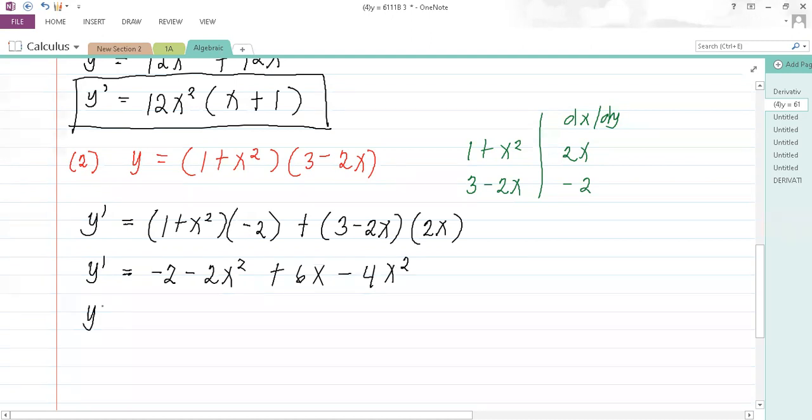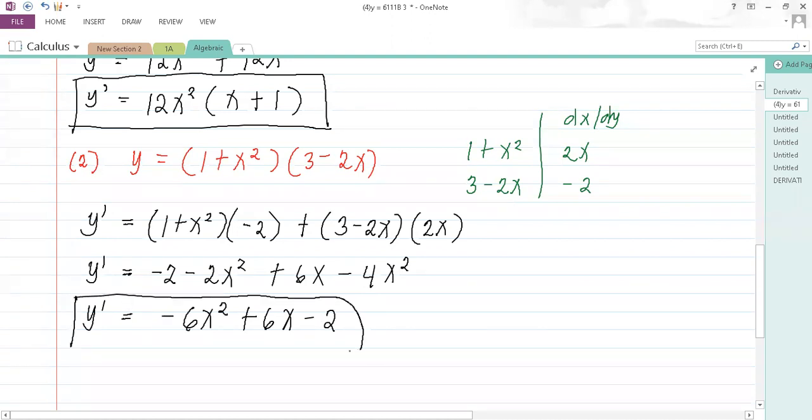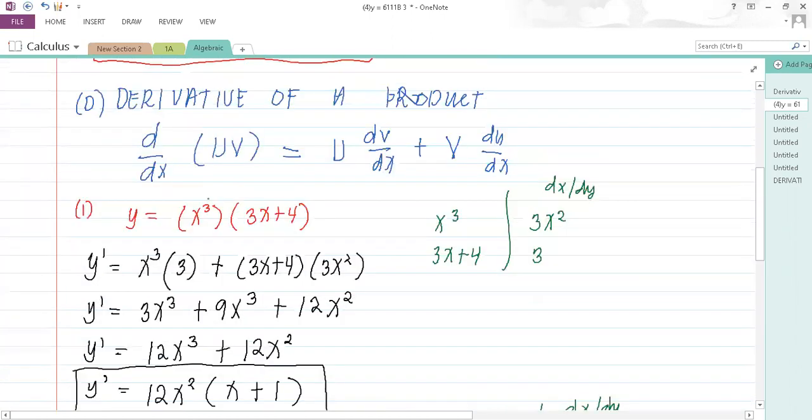Okay, so combine like terms para ma-simplify, that is equal to negative 2 minus negative 4. Okay, negative 2 minus negative 4 is negative 6x squared. Okay, so plus 6x minus 2. This will be now our equation. Okay, that is for problem number 2. Okay, so that is if we have a derivative of a product.